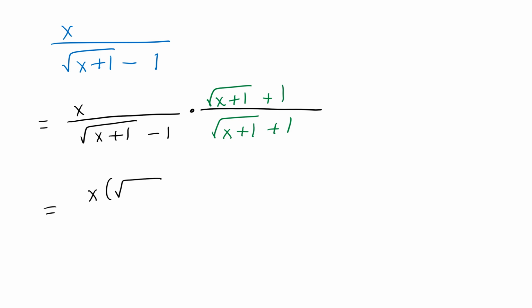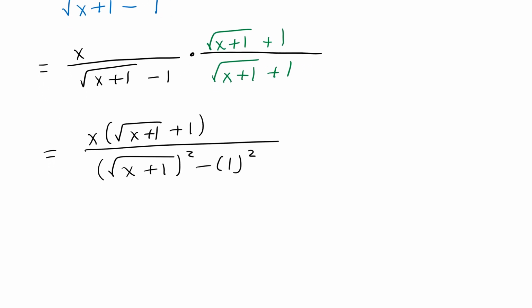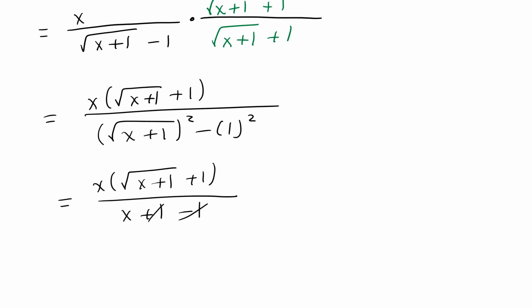So x times the square root of x plus 1, over the square root of x plus 1 squared minus 1 squared. Keep the top one the same. The bottom is x plus 1 minus 1. These cancel, and also the x cancels. So that gives us the square root of x plus 1, plus 1.